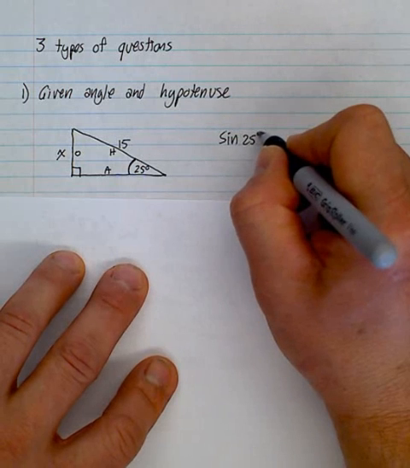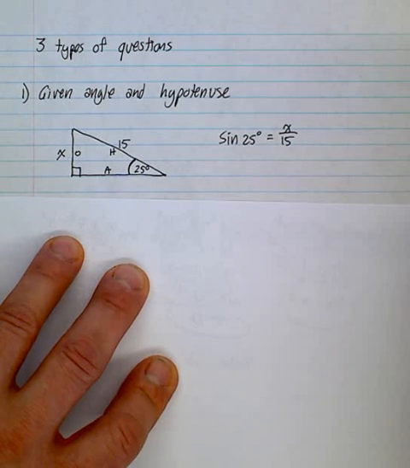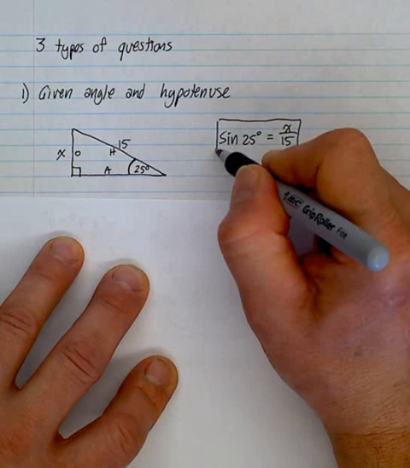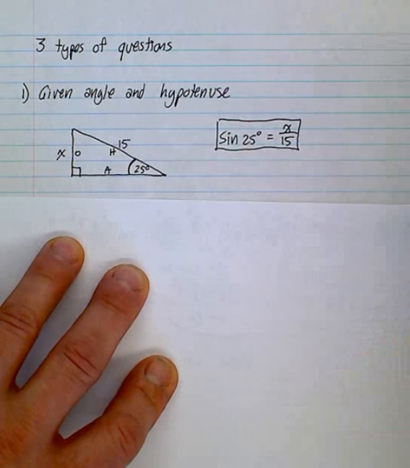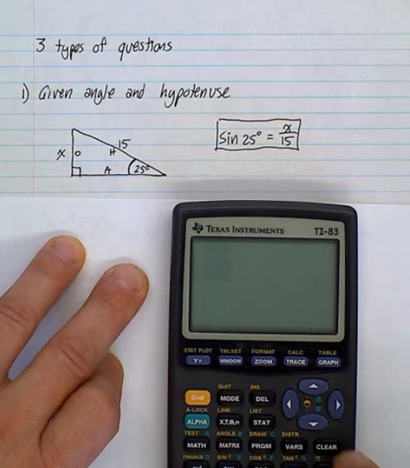Sine of 25 degrees is opposite, which is x, over the adjacent, which is 15. Okay? You need to set this up every single time. The next step is algebra. How are we going to get rid of this? Well, look, sine 25 is just a number.